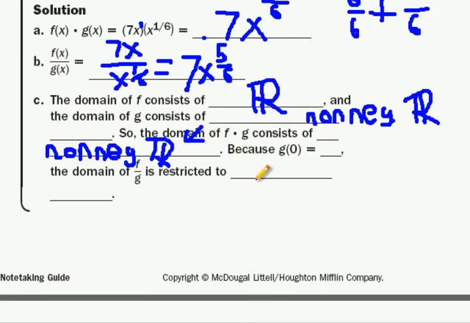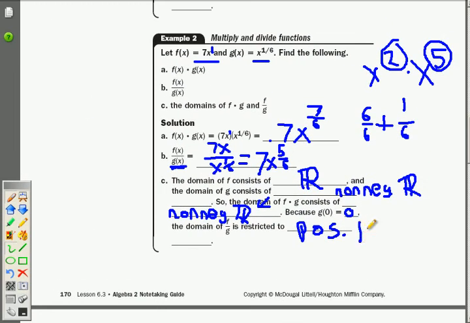Because g of 0 equals 0, the domain of f over g is restricted. You see this f over g, I can also not have 0 on the bottom here. So I can't have all non-negative reals. I can only have the positive reals. Non-negative would include 0. We cannot include 0, obviously.